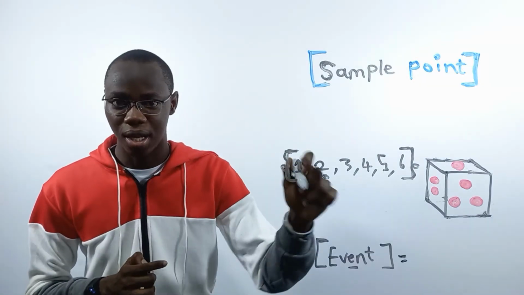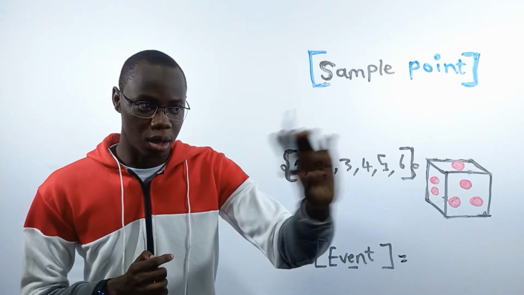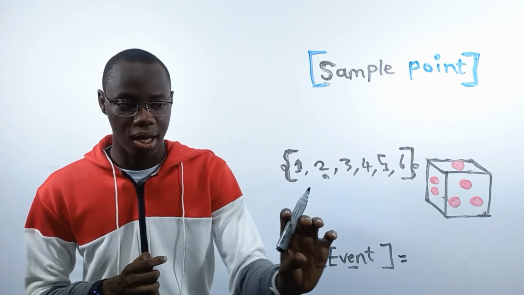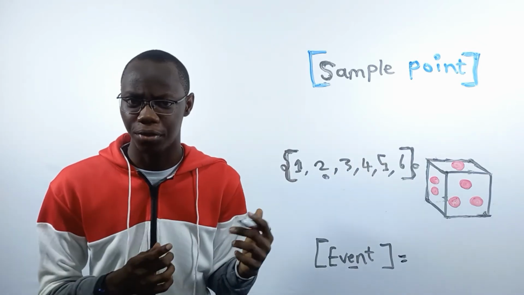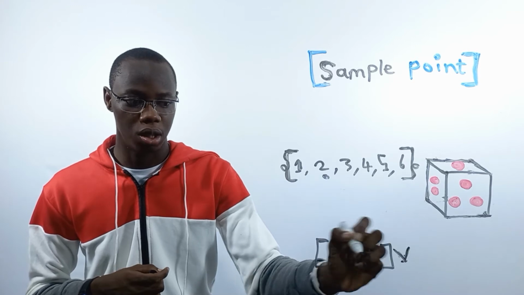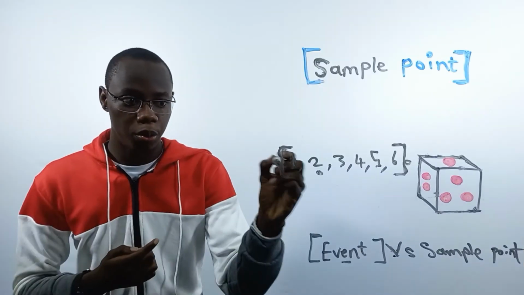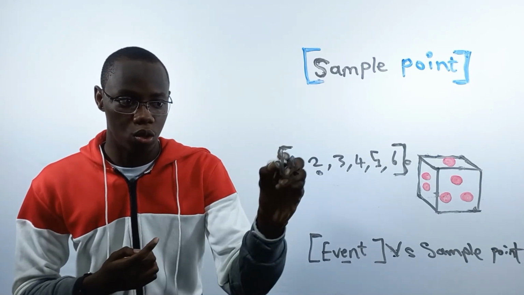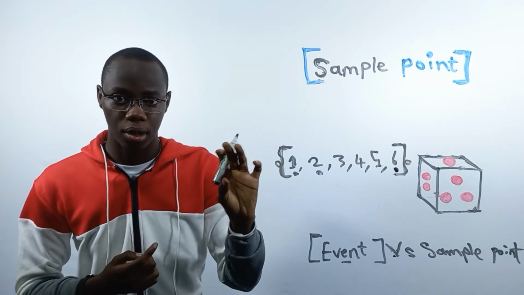But how is that different from a sample point? A sample point is one element in a sample space, and now I am saying that an event is a possible outcome in this sample space. But what is the difference? So give it a try. Pause the video and find out what's the difference between an event and a sample point. A sample point is just one element. So 1 is a sample point, 3 is a sample point, 6 is a sample point.